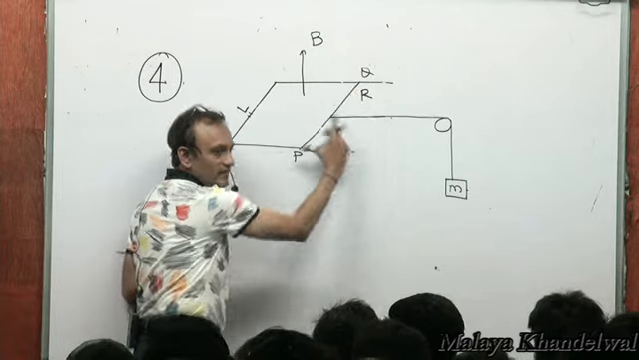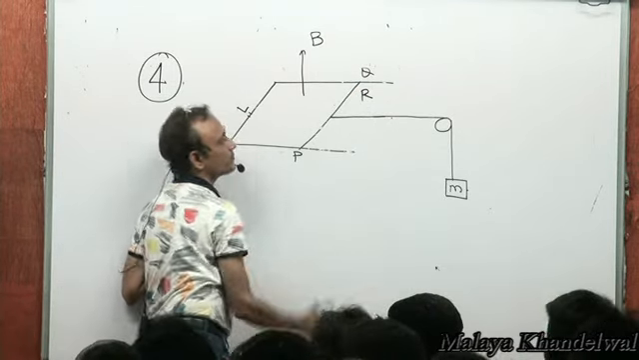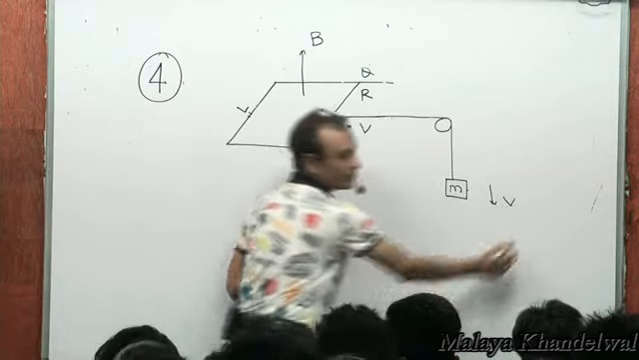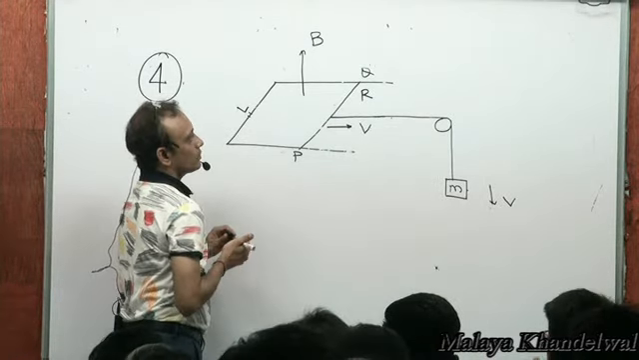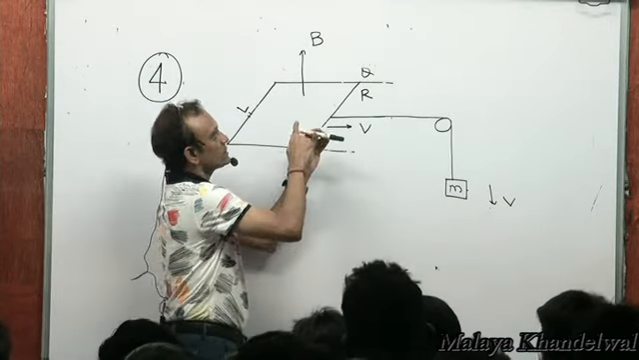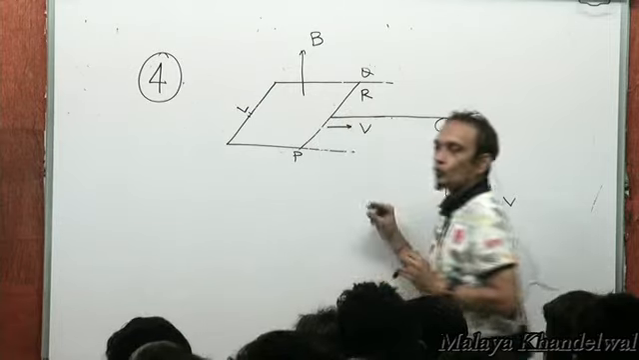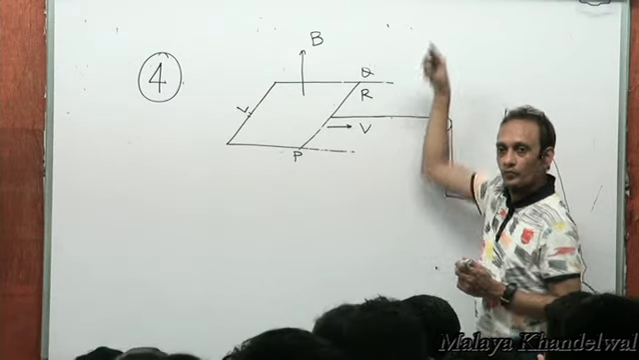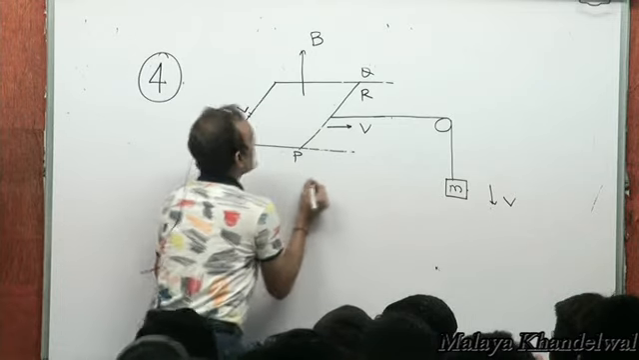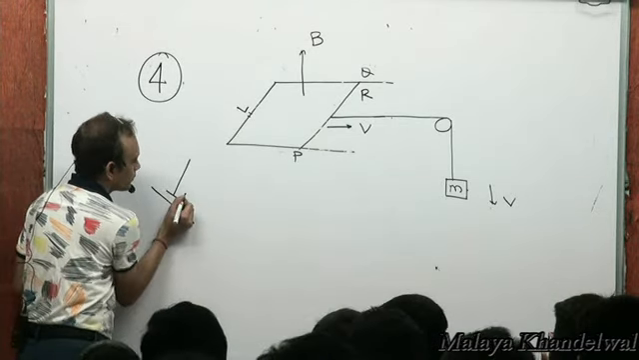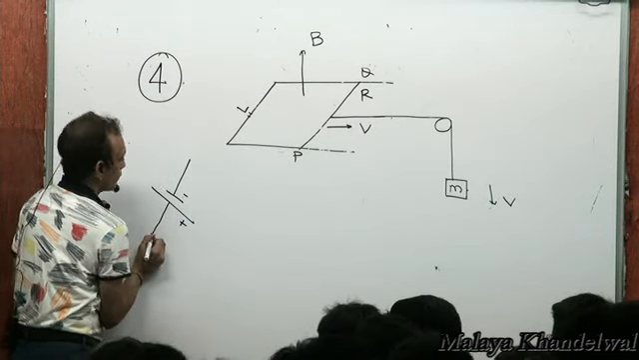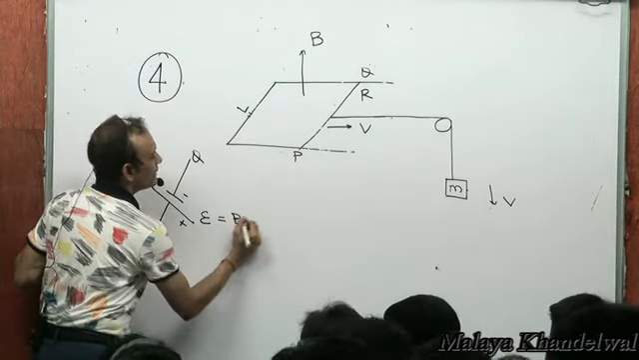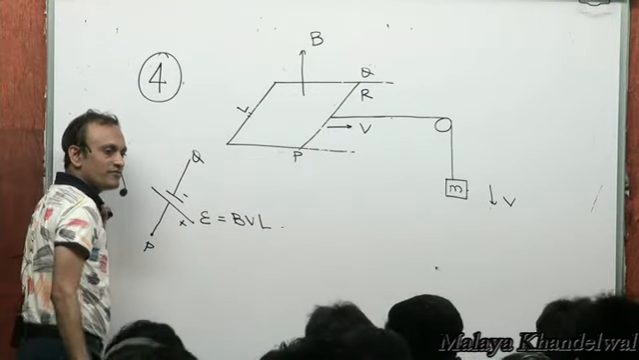Now, very clearly this will develop velocity. T seconds later, say this develops a velocity v. The mass also would have had a velocity v, right? Now, v is like this, B is like this. So what would be the direction of v cross B? Towards P or towards Q? Towards P, right. So if I look at PQ, epsilon across PQ is going to be BvL. That's the induced EMF, right?